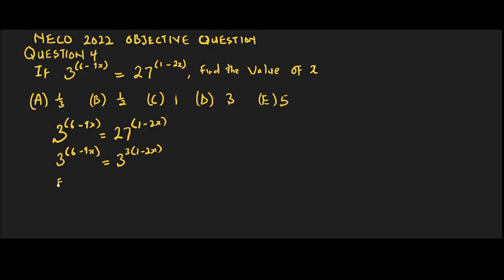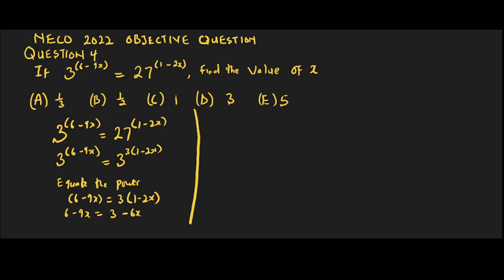We equate the power. When we equate the power, we are going to have 6 minus 9x is equal to 3 times (1 minus 2x). Which is the same thing as 6 minus 9x is equal to 3 times 1, 3. 3 times minus 2, that's minus 6x.